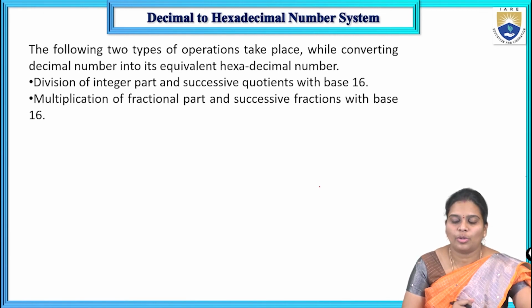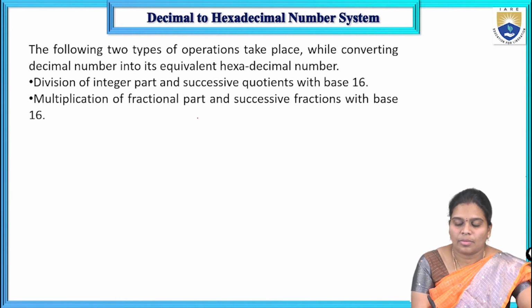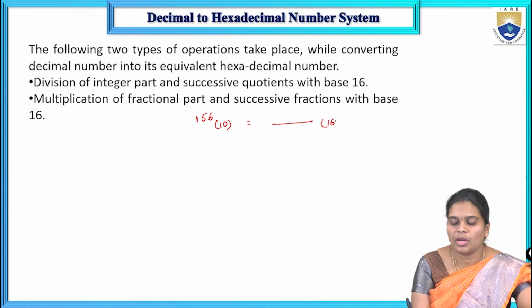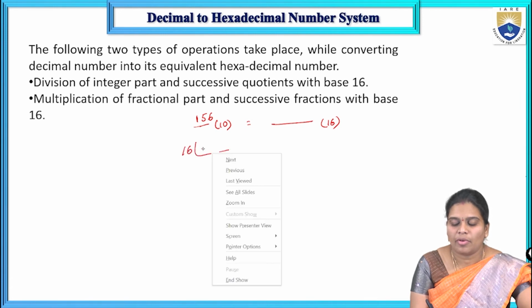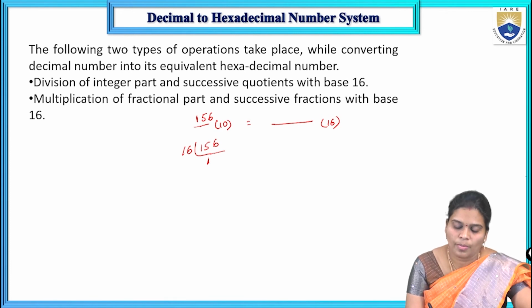Next one is the decimal to hexadecimal number system. In decimal to hexadecimal also, the same procedure. Here we take the value 156. The base value is 10. Now I want to convert this value into base 16. Here we take only the integer value. So 16 divided into 150. Is it possible? No. 9 times, I think so.